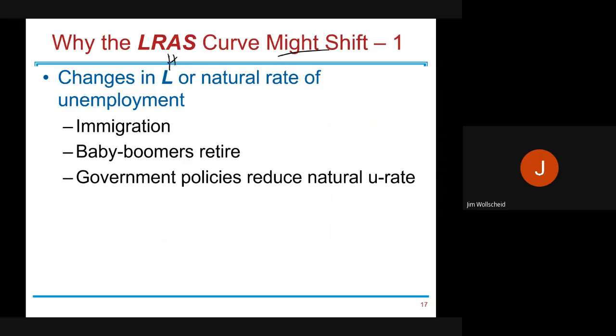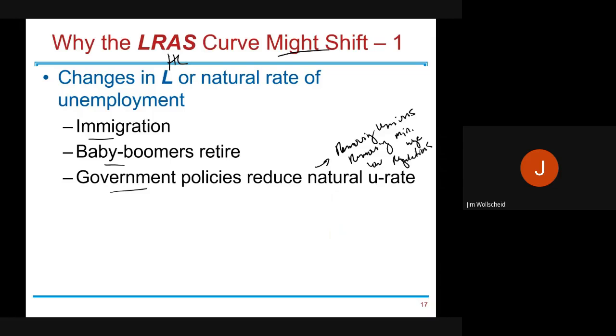So why might they shift? Changes in human capital. So immigration, baby boomers retire. Government policies to lower the natural unemployment rate. So that would be things like removing unions, removing the minimum wage, right? Lowering regulations.